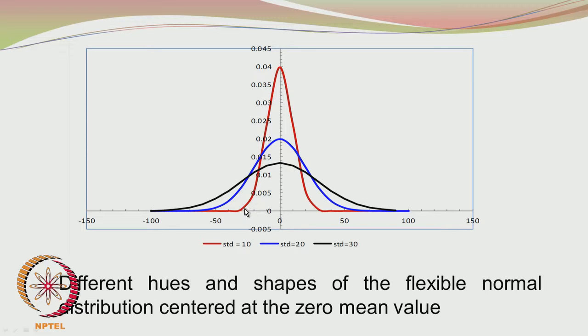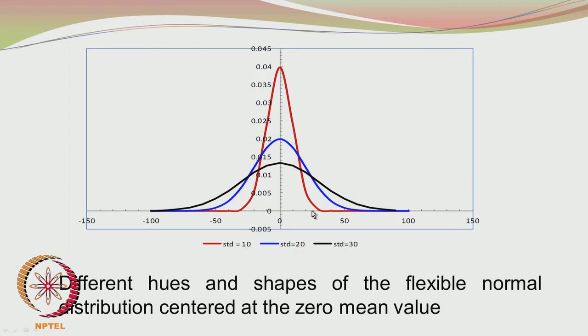The normal distribution is a very flexible distribution. It can change shape and location pretty easily. The parameters of the distribution are mu and sigma. The distribution is centered around the mean mu. It is a symmetric distribution. When you change the value of mu from, let us say, 0 to 50, the distribution moves to the right and it gets centered at 50.